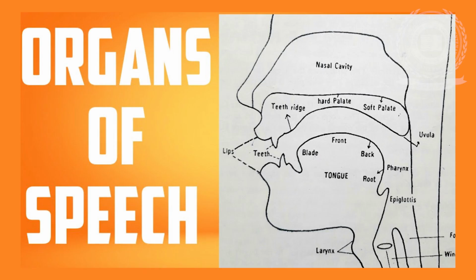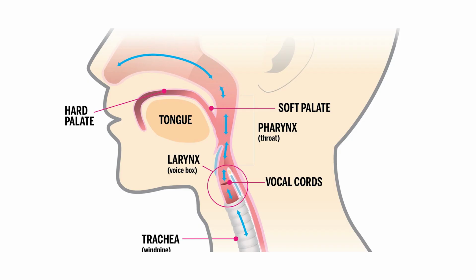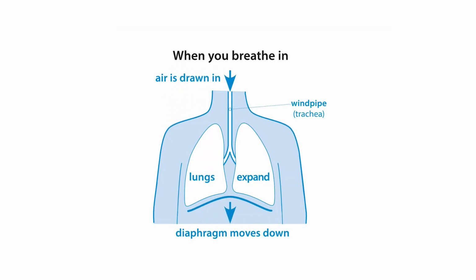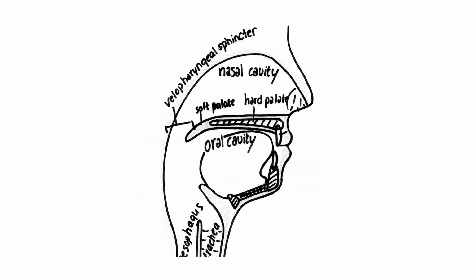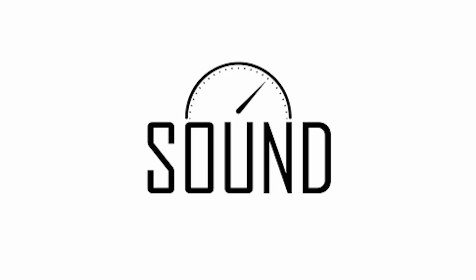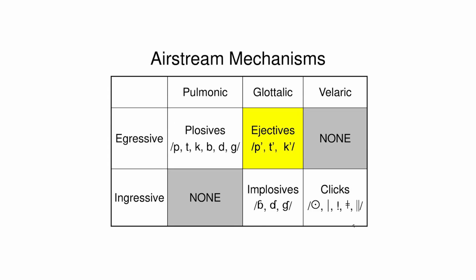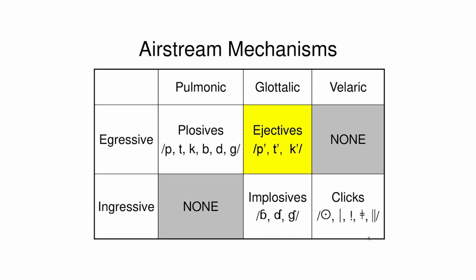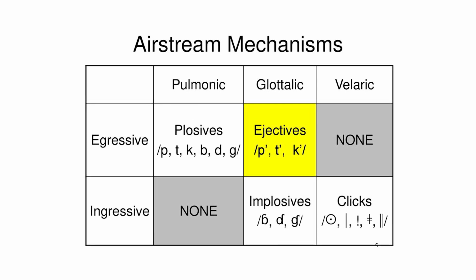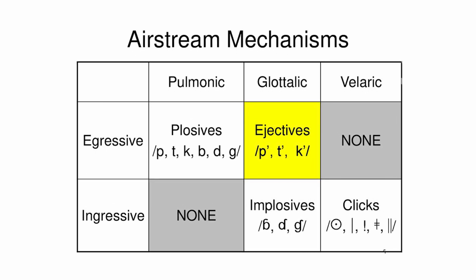The production of any speech sound involves the movement of air. Air is pushed through the lungs, larynx or the vocal cords, and vocal tract, the oral and nasal cavities. Sounds produced by using air from the lungs are called pulmonic sounds. If the air is pushed out, it is called egressive. If the air is sucked in, it is called ingressive.